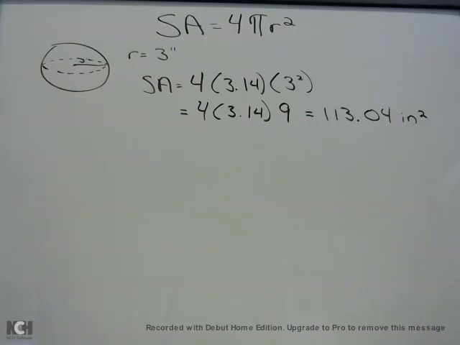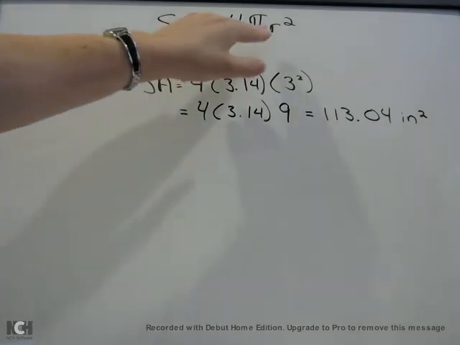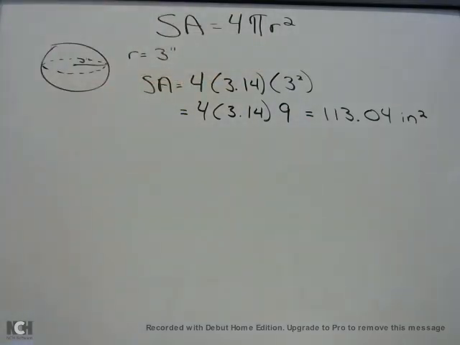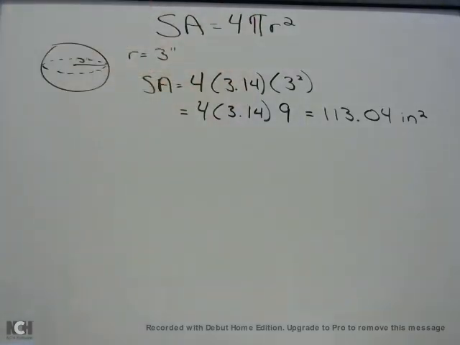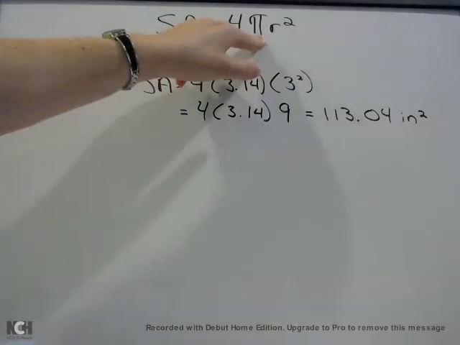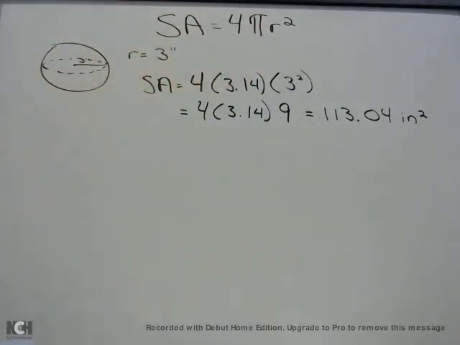Now, one thing they might do with these problems is what they call leave in terms of pi, leave in terms of this symbol. So instead of multiplying this out, they're just going to leave it in terms of pi. You can, again, look at the answers. If there's a symbol in the answers, then you know you want to leave it in terms of pi. So what does that mean? It just means we don't multiply this out.